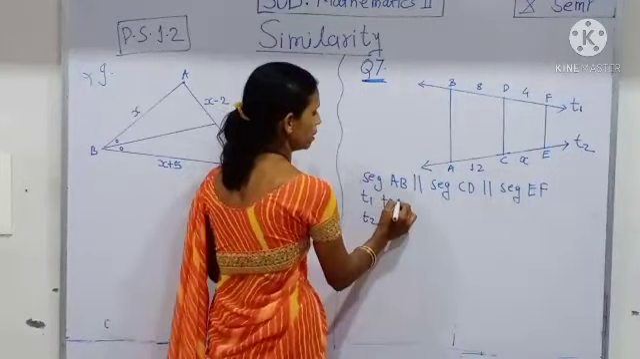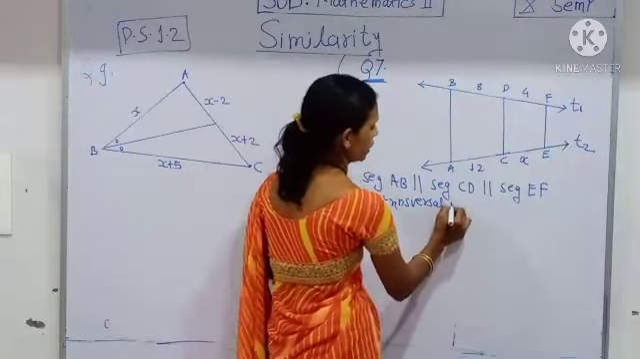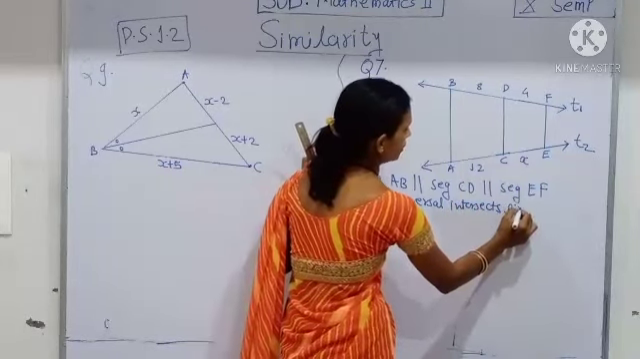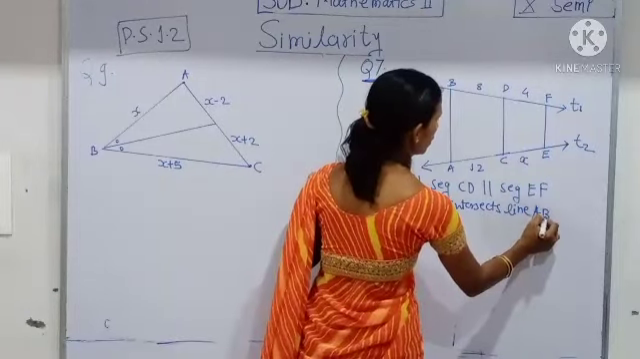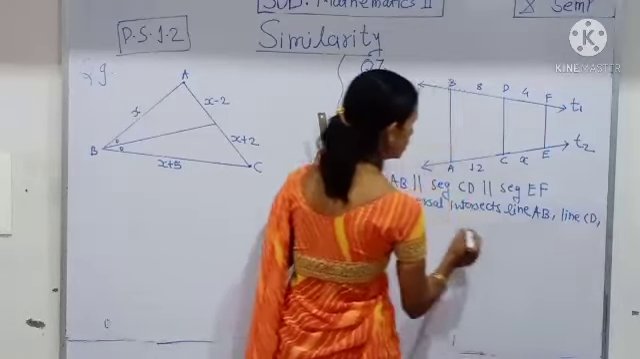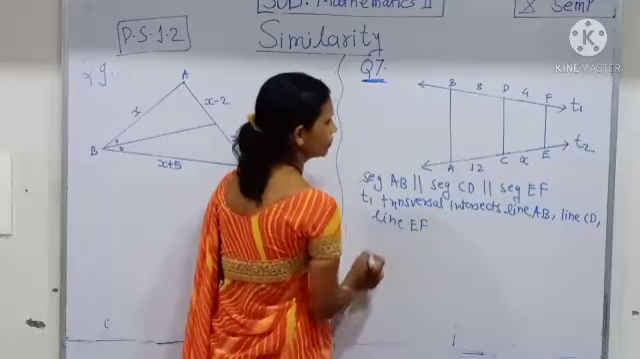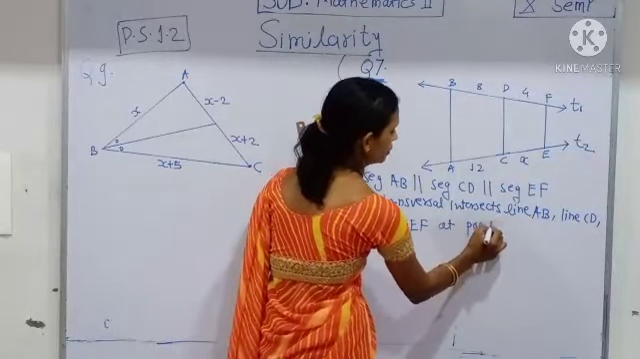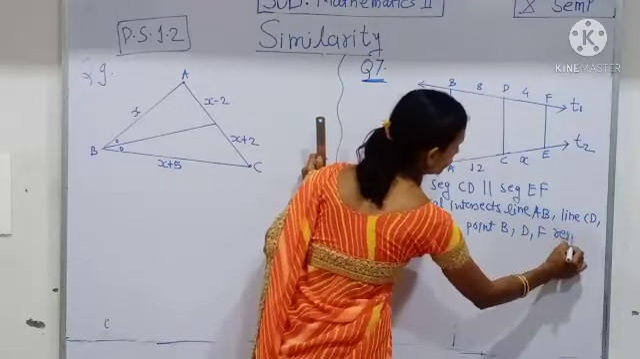The T1 transversal intersects line AB, line CD and line EF at points B, D and F respectively.